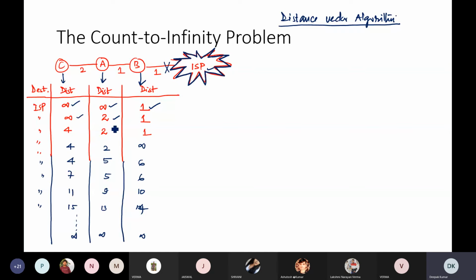Now in the third case, when this information is shared by A to C, then C will be able to see that now at the cost of 4 I can reach ISP, because 2 is between C to A and A to ISP is 2. So it will update its information as 4. In this way all three nodes will know what the cost is to reach ISP.